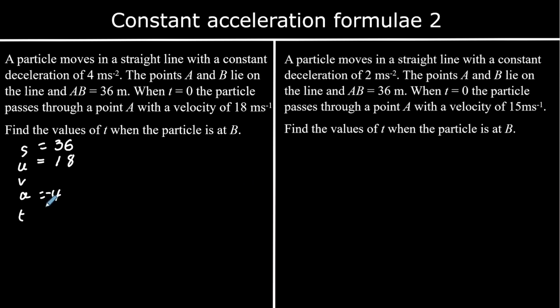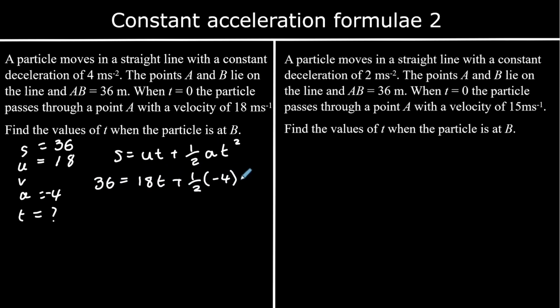And what's the formula? So we've got s, u, a, and t. We've got s equals ut plus half at squared. And we can see it's going to make a quadratic because we've got a t and a t squared in it, which is how we're going to get two values. 36 equals 18t plus half of negative 4 times t squared. So 36 equals 18t minus 2t squared.